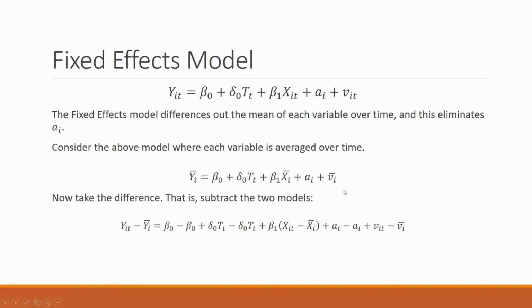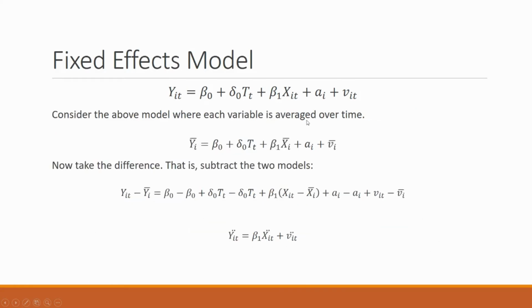You can see now in this regression there's no variation across time. We're taking the means. Then what we do is we take the difference. So basically we take this model and we subtract this model from it. All right, so here is our difference model, and we can simplify it.